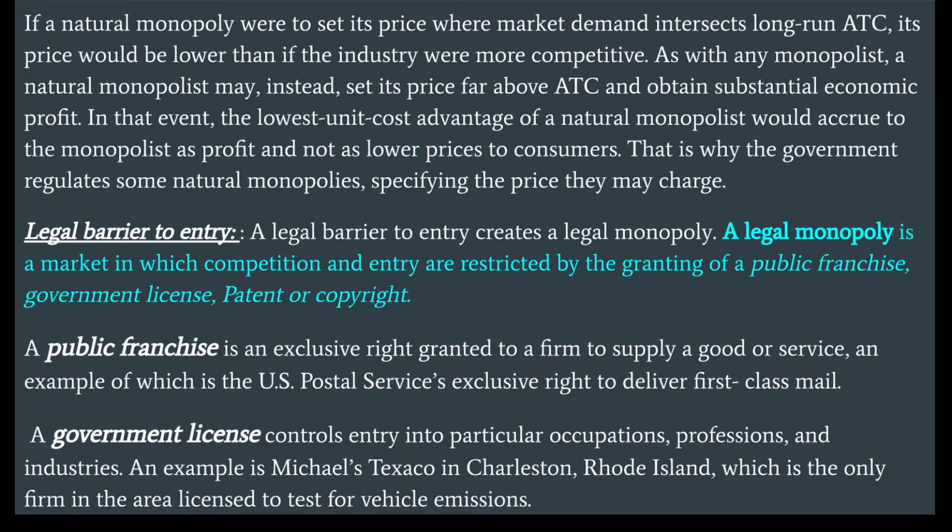Legal barrier to entry. A legal barrier to entry creates a legal monopoly. A legal monopoly is a market in which competition and entry are restricted by the granting of a public franchise, government license, patent, or copyright. A public franchise is an exclusive right granted to a firm to supply a good or service, an example of which is the US Postal Service's exclusive right to deliver first-class mail. A government license controls entry into particular occupations, professions, and industries. An example is Michael's Texaco in Charleston, Rhode Island, which is the only firm in the area licensed to test for vehicle emissions.